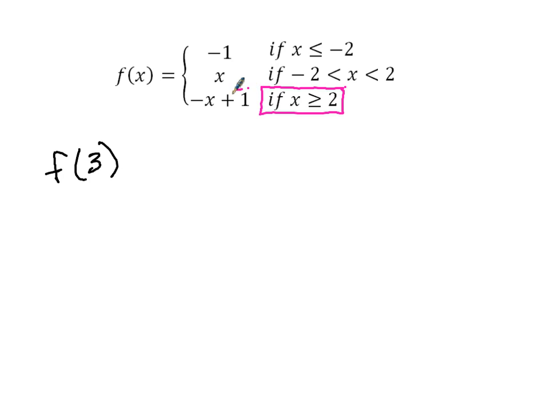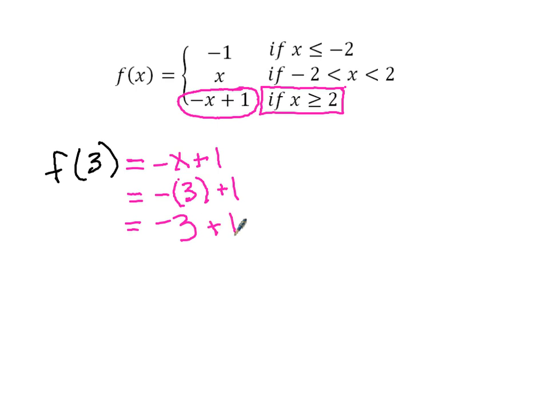So I'm going to use this portion of my piecewise function to solve for my value, the opposite of x plus 1. So I'm going to substitute the opposite of 3 plus 1. The opposite of 3 is negative 3 plus 1, so my final value is negative 2.